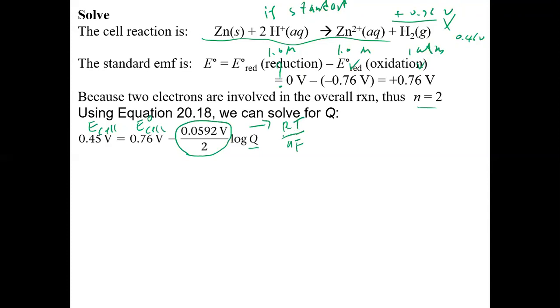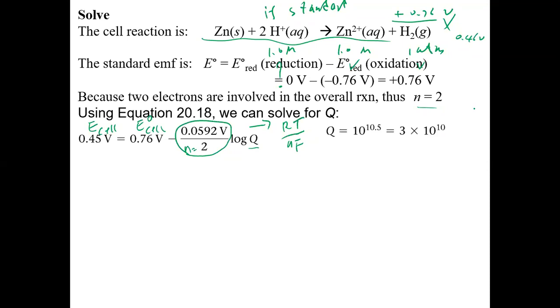So we substitute R, temperature, F, and we get that number. We still keep this 2 here. So 2 is N. So N is 2. Then we just calculate the Q, because in this equation everything else is known, so you can solve for Q. Just some simple algebra, you get Q equals this number, 3 times 10 to the positive 10.